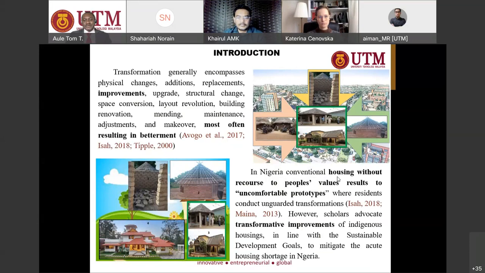conventional mass housing without recourse to people's values often results in what researchers call uncomfortable prototypes, where residents conduct a kind of unguarded transformation on their buildings. And furthermore, scholars in Nigeria advocate transformative improvements of indigenous housing in line with sustainable development goals, so as to mitigate the acute housing shortage in Nigeria.